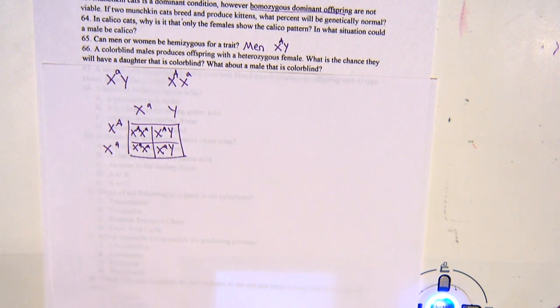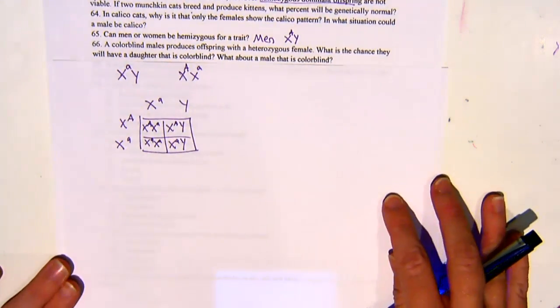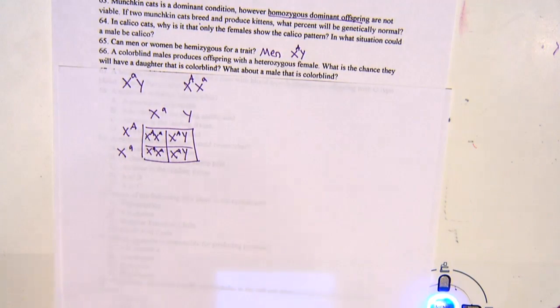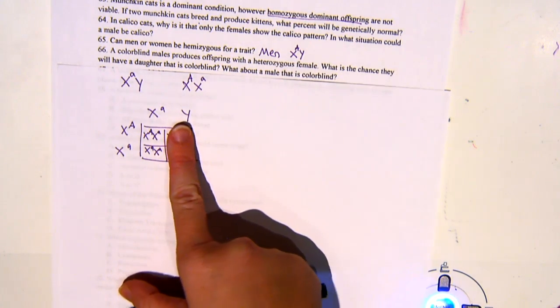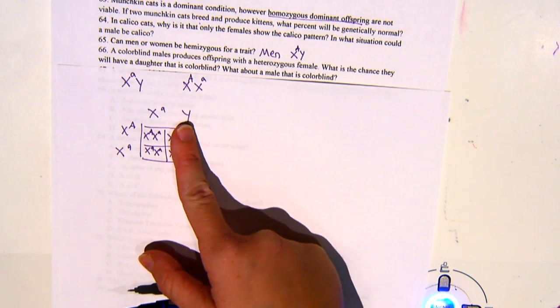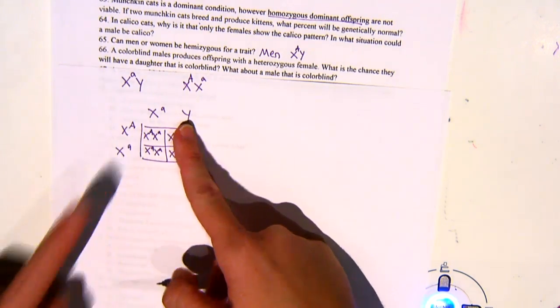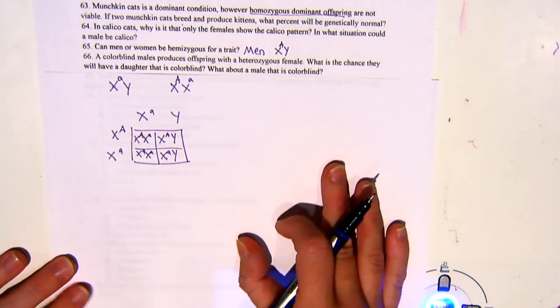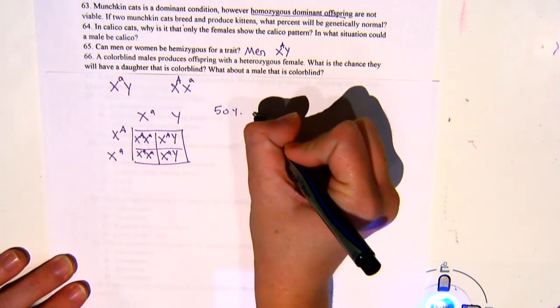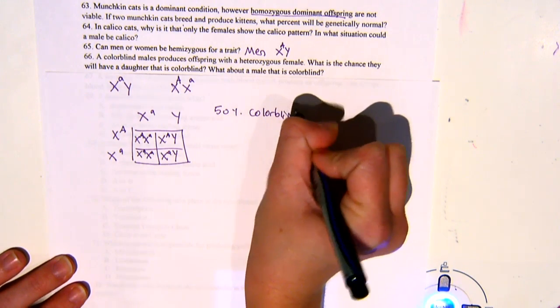So first of all, we want to find out the chance that they have a daughter that is colorblind. If we're trying to figure out just the females, we're going to exclude the males. And out of the females, we see how many are colorblind. Out of the females, we have 1 out of the 2 being colorblind. So that means there is a 50% chance of a colorblind female.